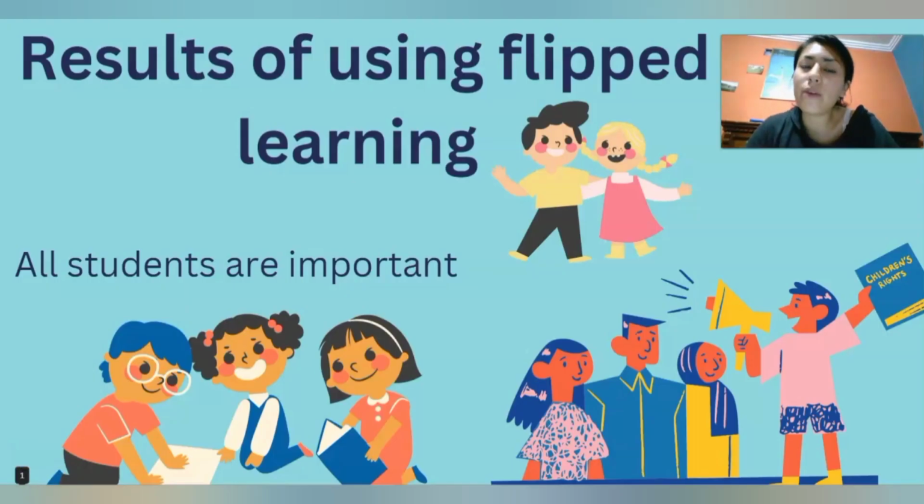Now let's talk about the results. First, as we know, in the traditional method, only the brightest students raise their hands and want to participate. But in flipped learning, all the students become active and participative, learning not only from the teacher but also from their peers. Everyone has the same opportunity to participate and share their ideas without feeling behind the rest.